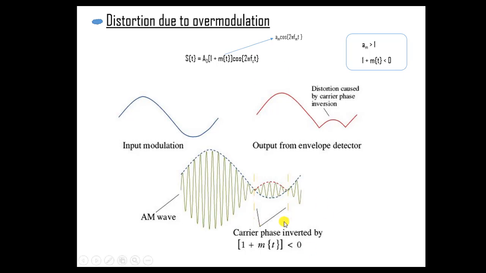The process is shown. An envelope detector can't know that the carrier phase has been altered, hence it just responds to the positive peaks of the inverted modulated carrier. This means it produces a distorted output whenever the inequality 1 plus m of t less than 0 is satisfied. A number of more complex and expensive techniques can be used to avoid this problem.